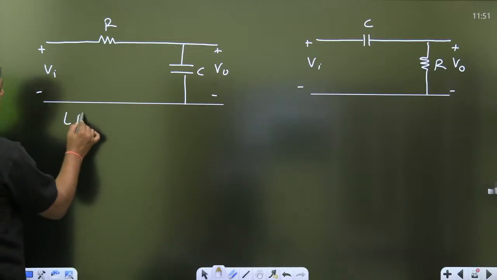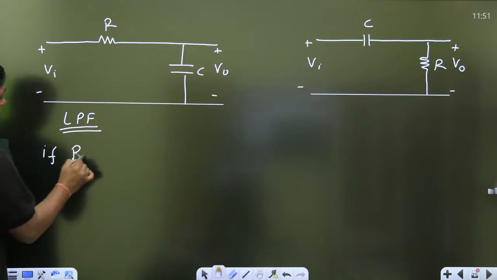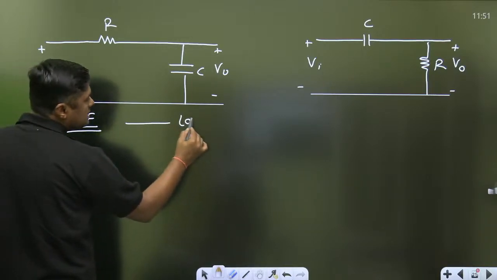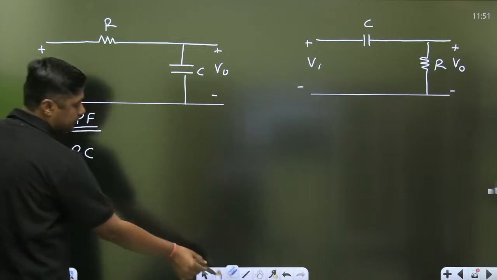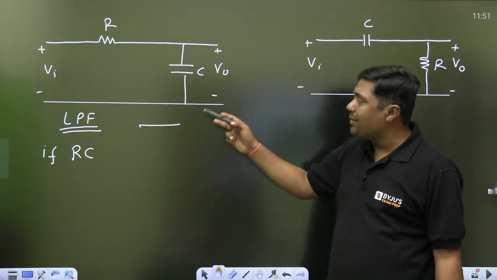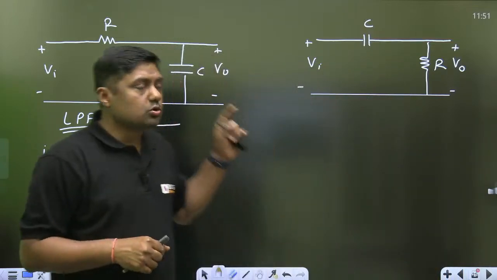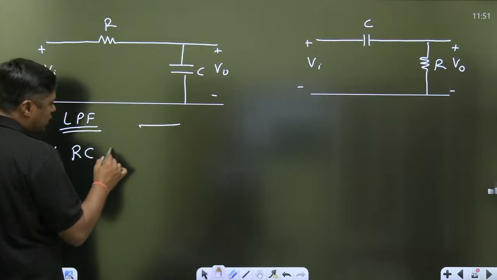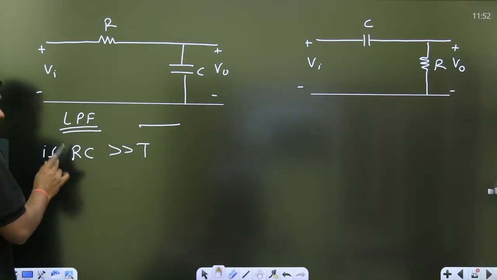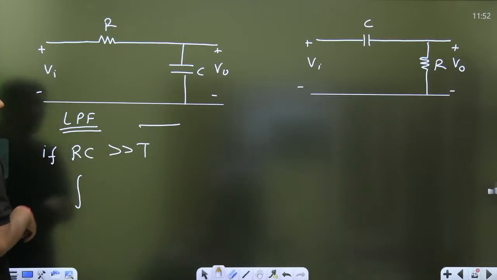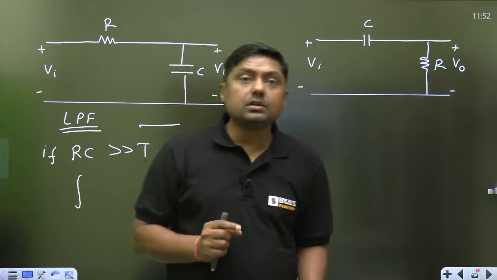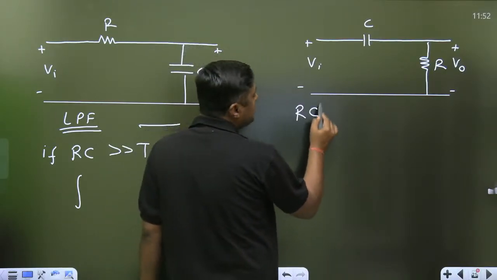Now this is a low pass filter, and if RC, always remember, we can't say whether this line is larger or smaller. It is a comparative term, and that's why RC is called the time constant of the circuit. If this time constant of the circuit is very much greater than the time period T of the signal entering here, then it behaves like an integrator. Remember this. This is the RC time constant. This is the high pass filter.